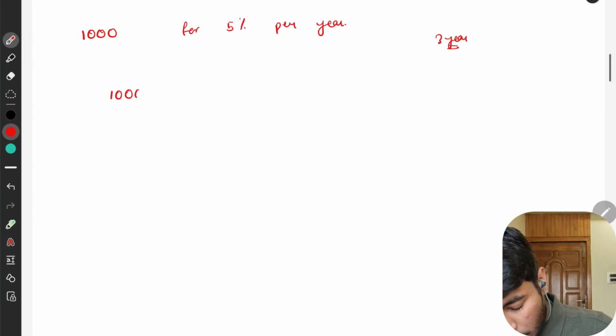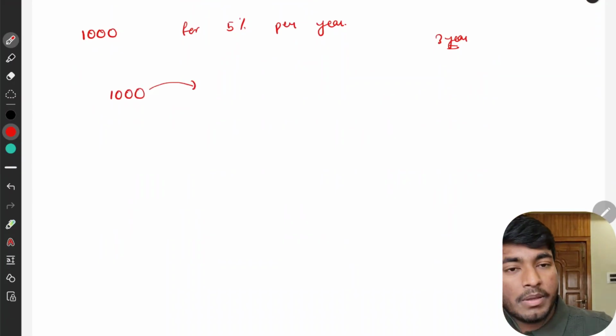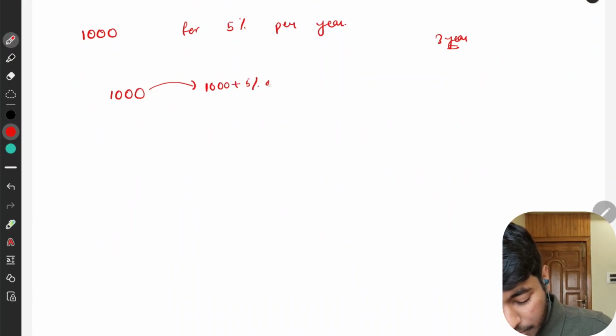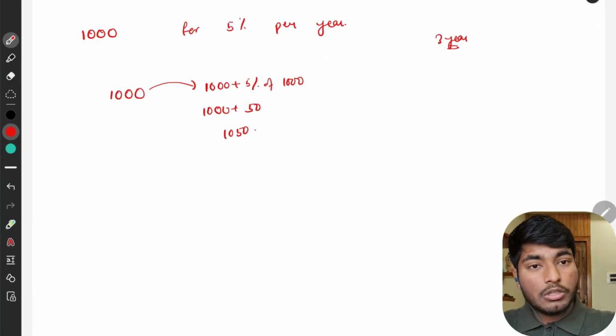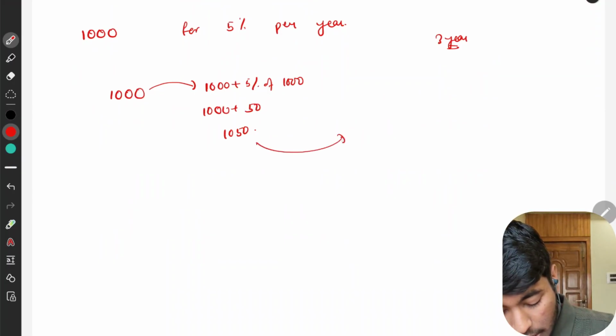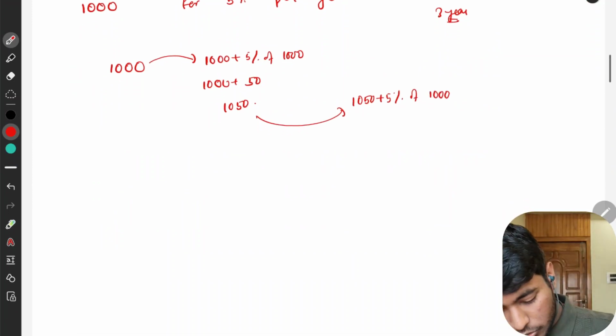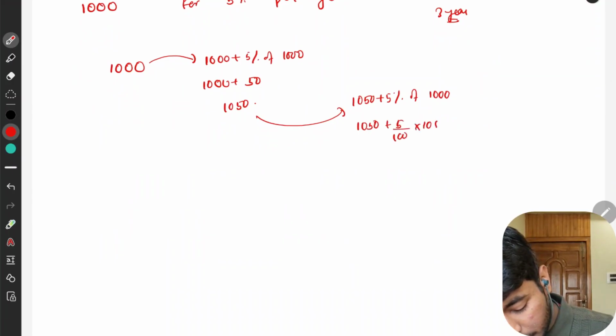So in the first year, 5% will be added on 1,000. So 1,000 plus 5% of 1,000. What does it mean? 1,000 plus 5 by 100 of 1,000. So that is how much? That is 50. So that is equal to 1,050. For the next year, what will be done? Now 1,050 plus 5% of 1,050. That means 1,050 plus 5 by 100 of 1,050.